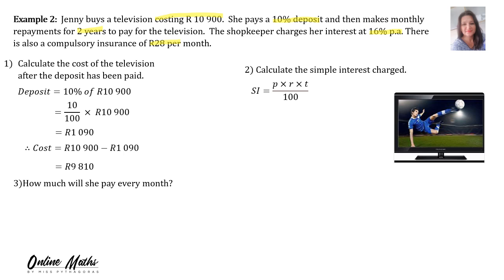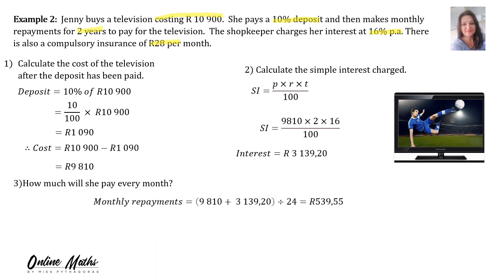Number 2, calculate the simple interest charged. So into the formula, simple interest is equal to P times R times T over 100 is equal to. The principal amount is not the 10,900 anymore, it's the 9,810, the amount without the deposit, times the rate is 16% and the time is 2 over 100. Therefore, the interest is 3,139 rand and 20 cents.